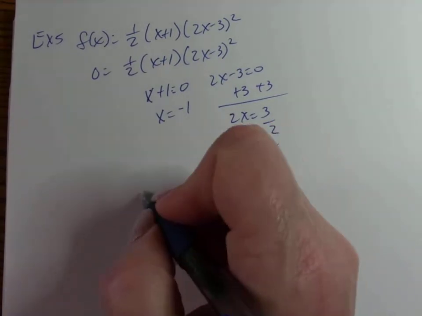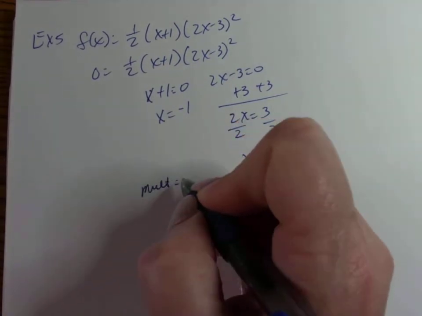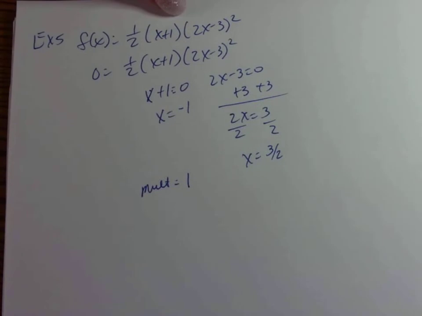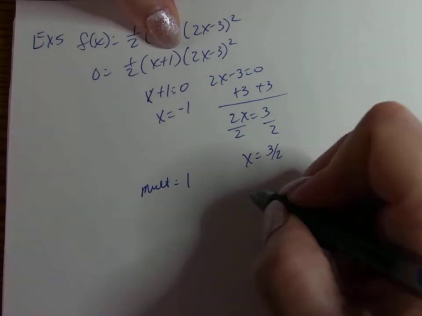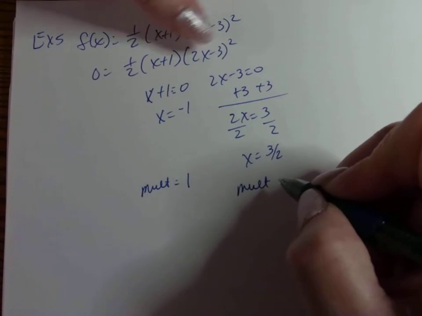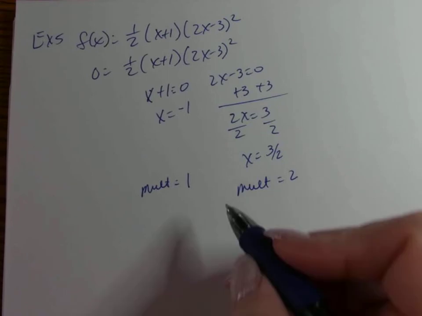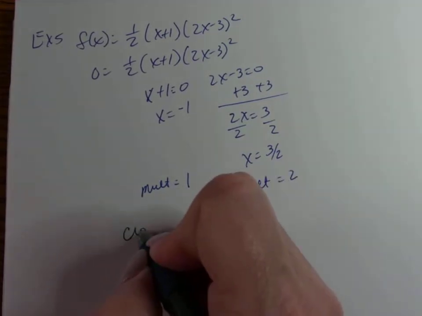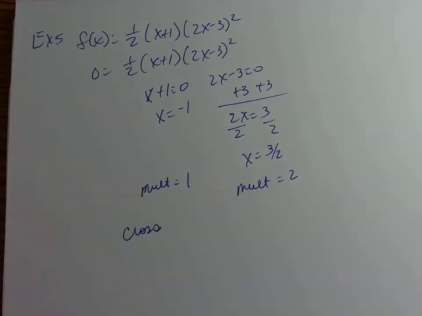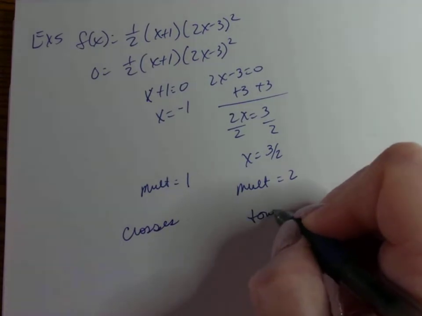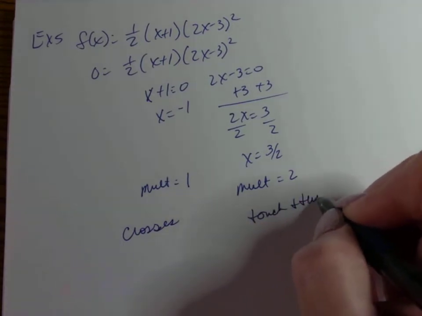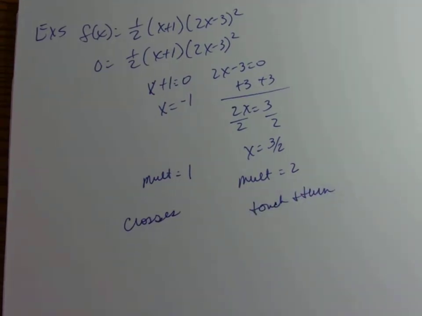The multiplicity on this one is equal to 1, because that's what's up here, right here. Either way you want to look at it. And the multiplicity for this one is equal to 2. That's the only time you're going to worry about that part. All right, so the multiplicity of 1 tells us it's going to cross the x-axis, so crosses. And this one is going to touch and turn around. I usually just write touch and turn.